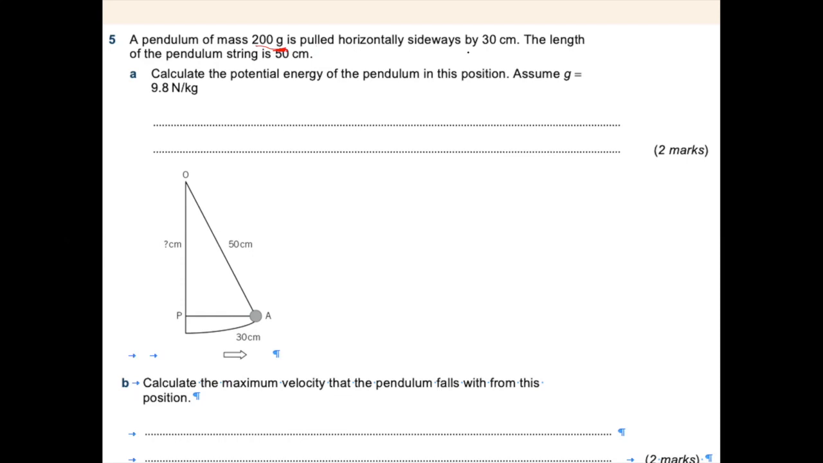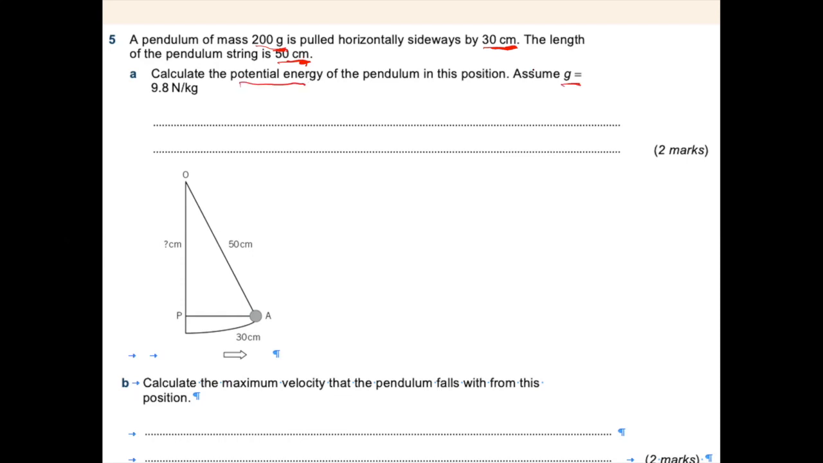It's pulled horizontally sideways by 30 centimeters, and again, that should be in meters, so we are going to do a conversion later on. The length of the string is 50 centimeters. Again, look at that unit. So calculate the potential energy of the pendulum in this position.